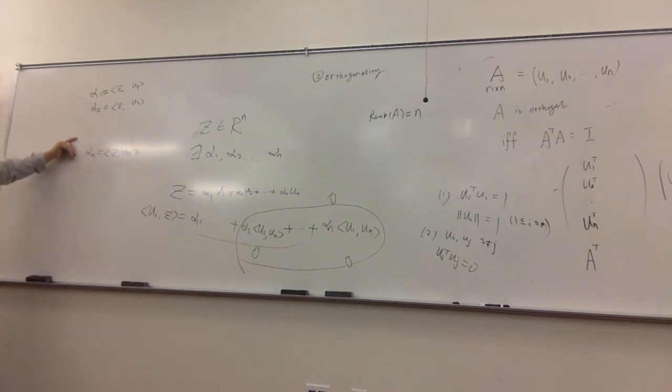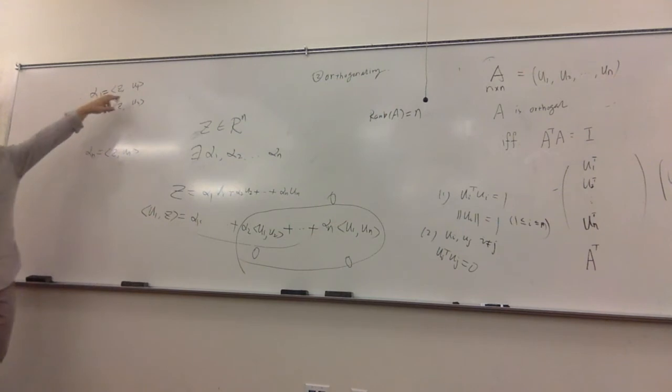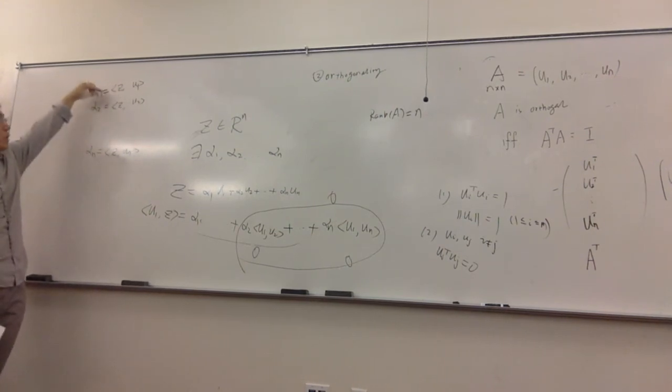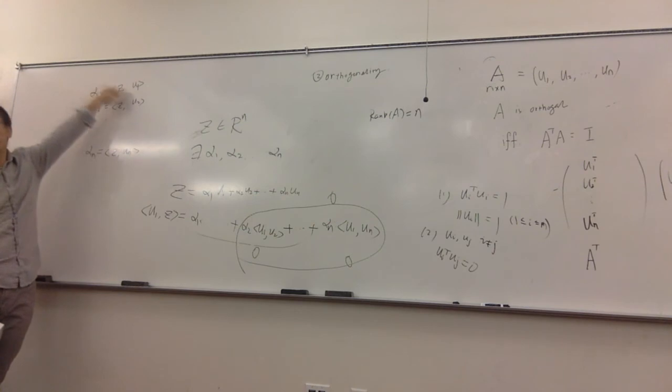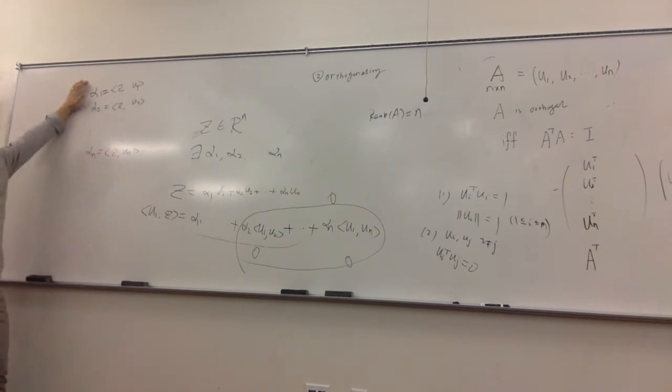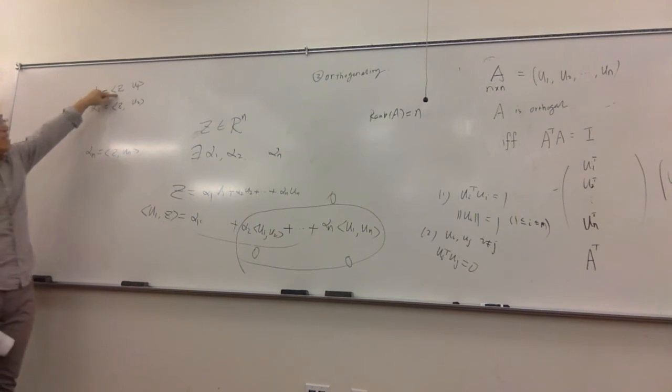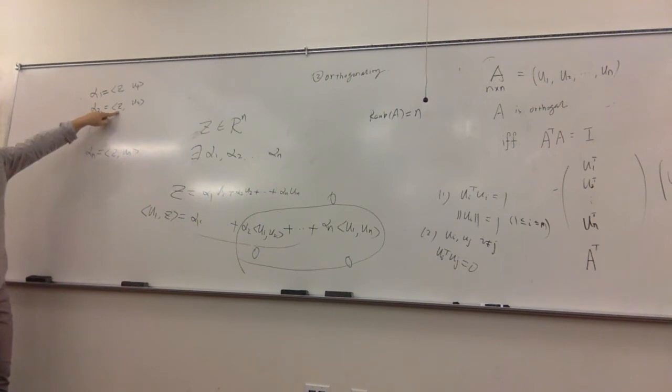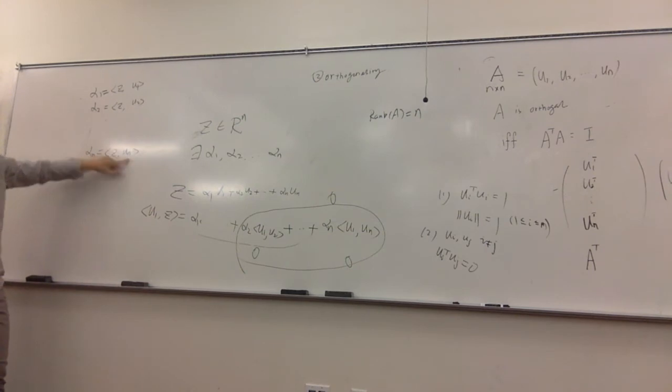So what does this coefficient mean? U1 is a unit vector, right? So what is the inner product between z and a unit vector? Yeah, projection, right? So the first coefficient, alpha 1, is the projection length of z projecting onto u1. The second coefficient is projecting z onto u2. And the last coefficient is projecting z onto un. So what's the geometric meaning for that?